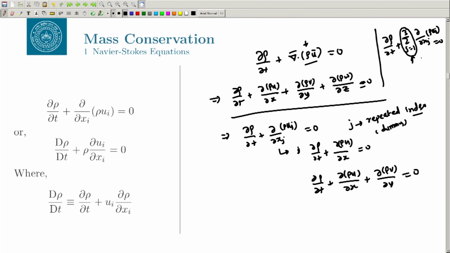Now, we have done this. So now you can write this expression in many different forms.